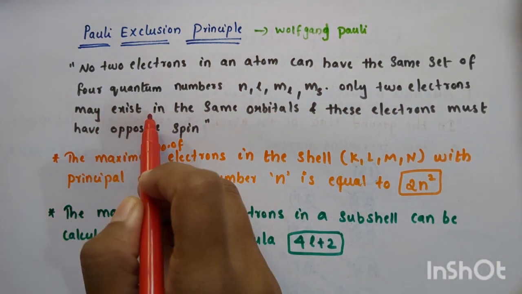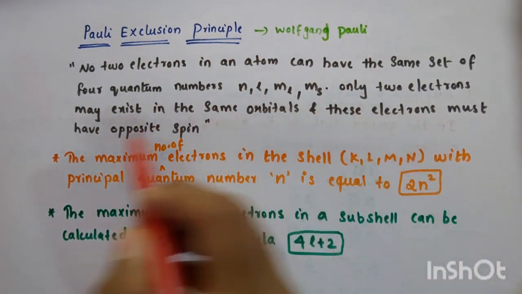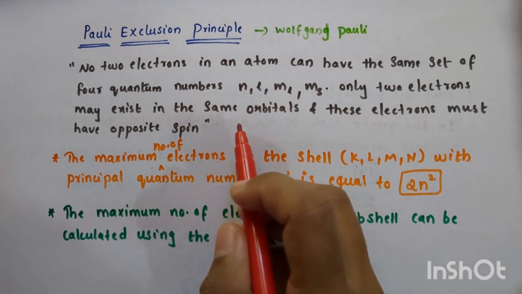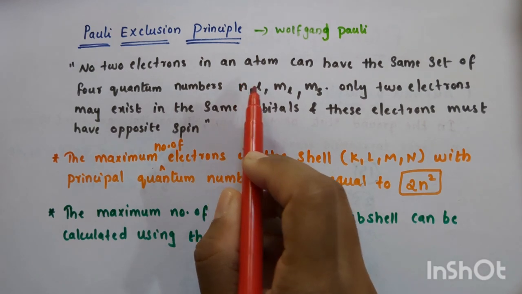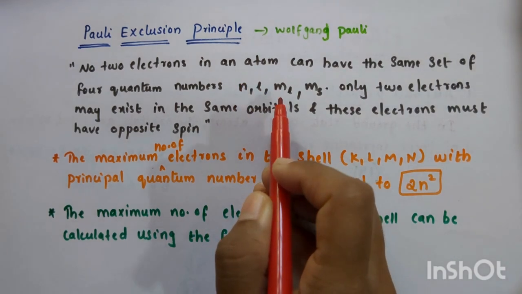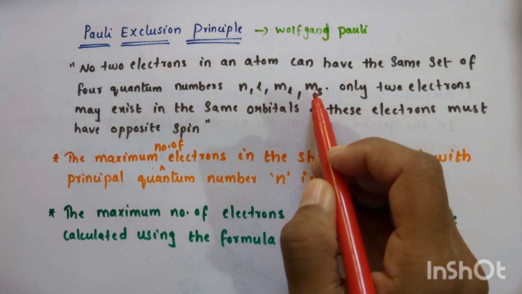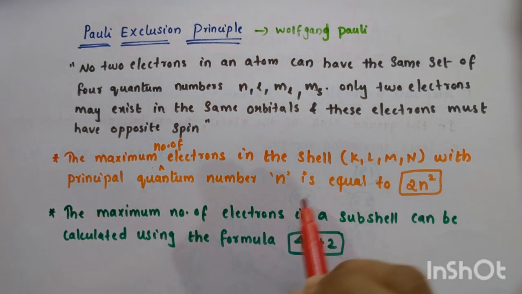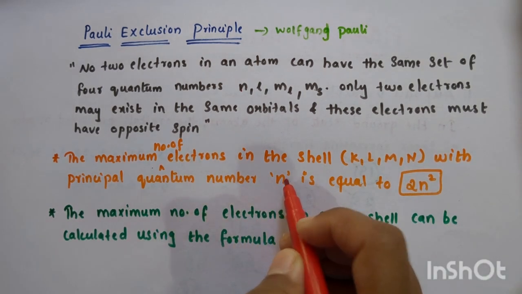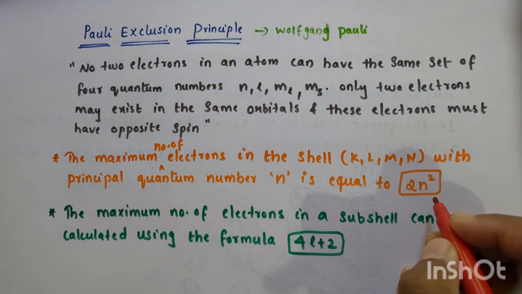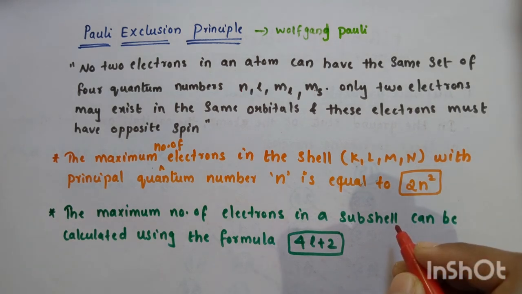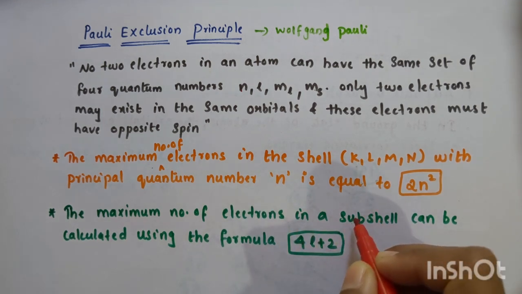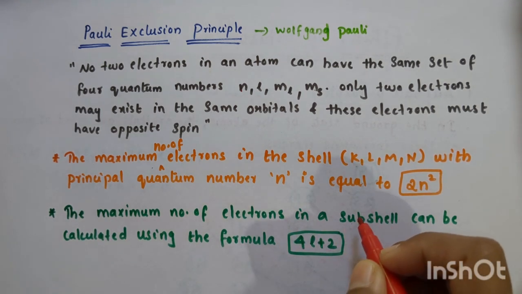Only 2 electrons may exist in the same orbital, and these electrons must have opposite spin. That is, 2 electrons can have the same value of 3 quantum numbers n, l and ml, but they must have opposite spin quantum number ms. The maximum number of electrons in a shell, that is K, L, M shells, with principal quantum number n will be equal to 2n². And similarly, the maximum number of electrons in a subshell, that is s subshell, p subshell, d, f.